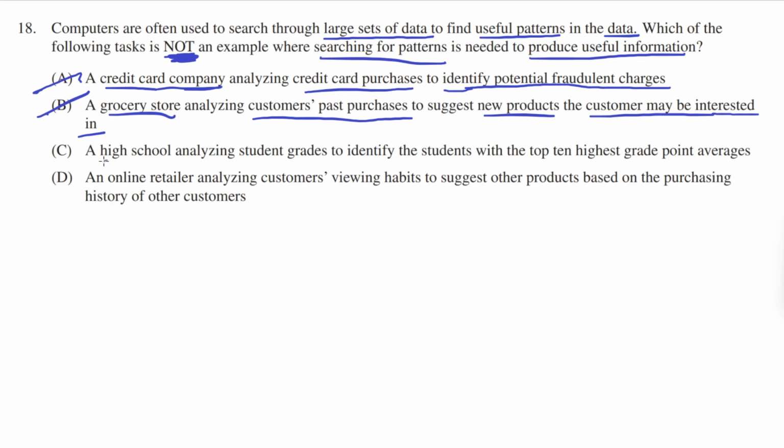C says a high school analyzing student grades to identify the students with the top 10 highest grade point averages. So in this case, a high school doesn't have many students. Using high school student grades isn't a very large database compared to these other ones we've seen. And identifying the top 10 highest grade point averages, although isn't necessarily a pattern, it's just a way to sort grades. This isn't some kind of pattern, this repeating observable thing that we see in data. And this data set isn't very large.